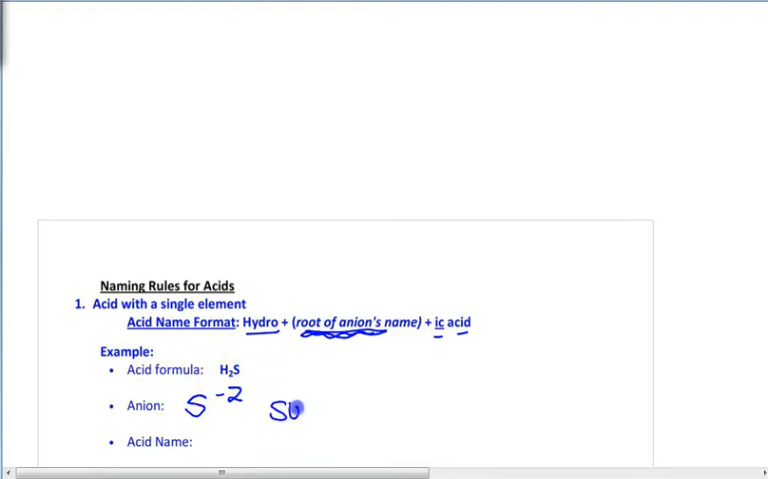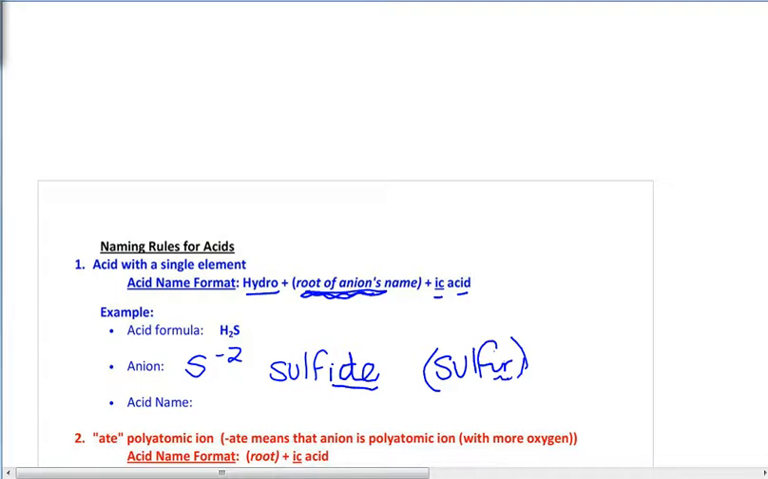The name of this would be the sulfur ion. Actually, though, we would call this the sulfide ion, because if it's a single element, we'll put the IDE ending on there. But the root of the anion's name here is sulfur. For some elements, we'll take off the last part, but for sulfur, we keep it all on there. We'll do an example of that later. So since the format should be hydro-root-ic acid, this will be hydrosulfic, or oops, we should keep it all, hydrosulfuric acid.